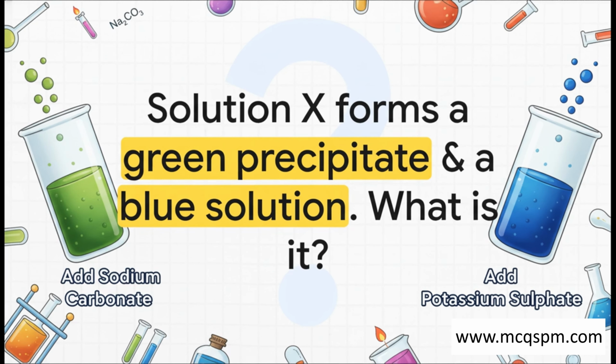All right, chemical detectives, we have one last case to solve. We've got this mystery solution, X. We get 2 clues. Clue number 1, add sodium carbonate, and a green precipitate appears. Clue number 2, add potassium sulfate, and you get a blue solution. So, what is our suspect?